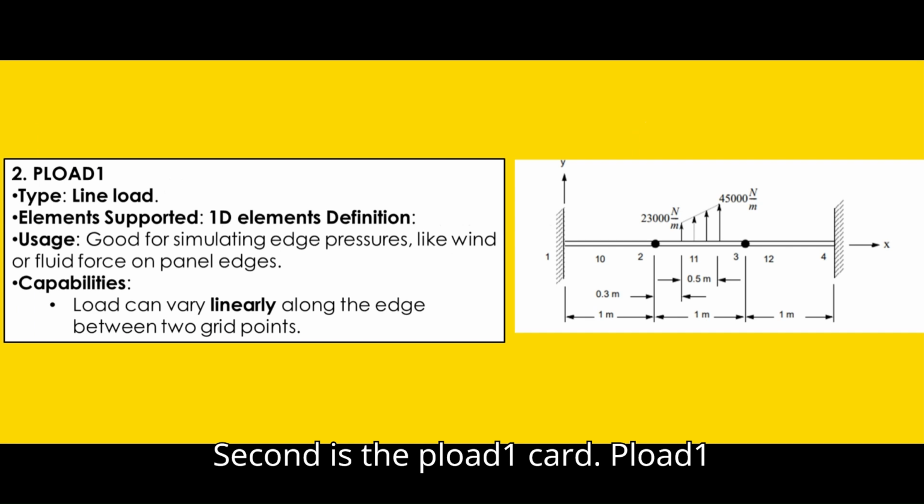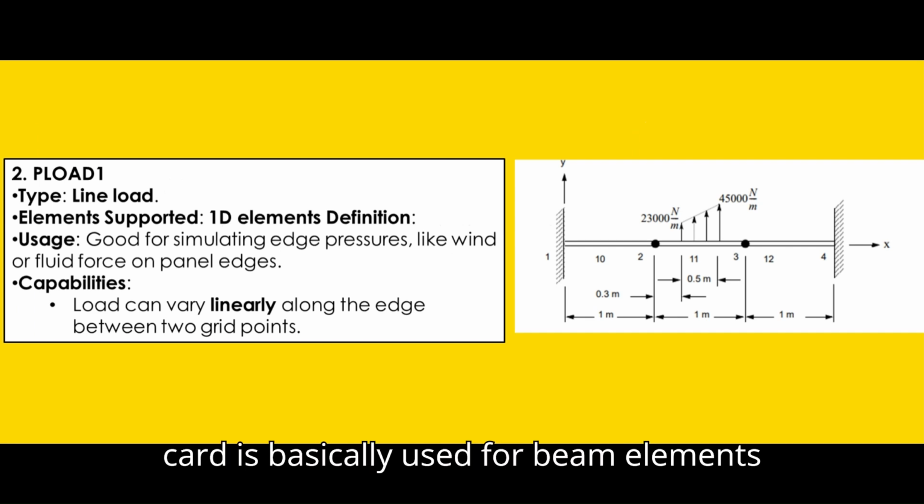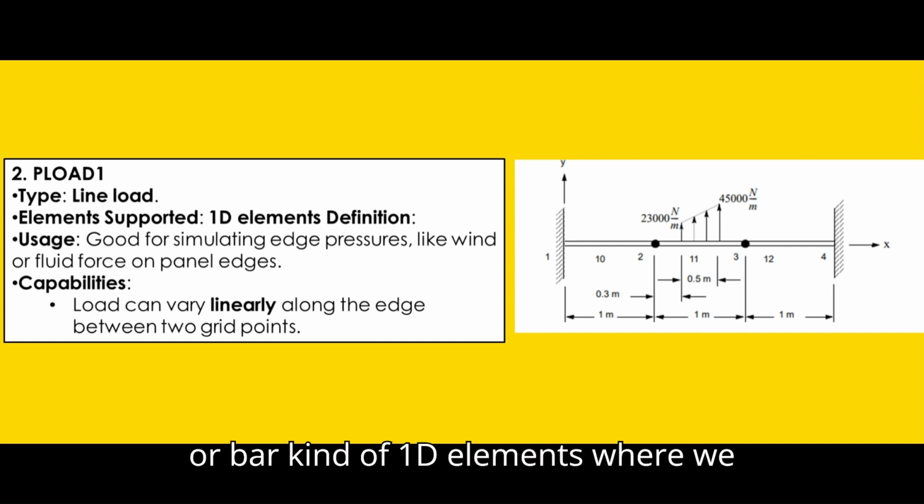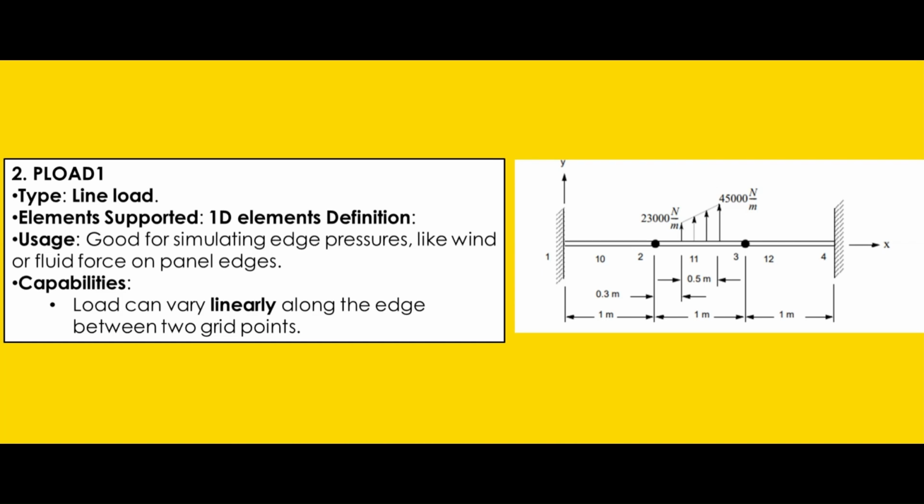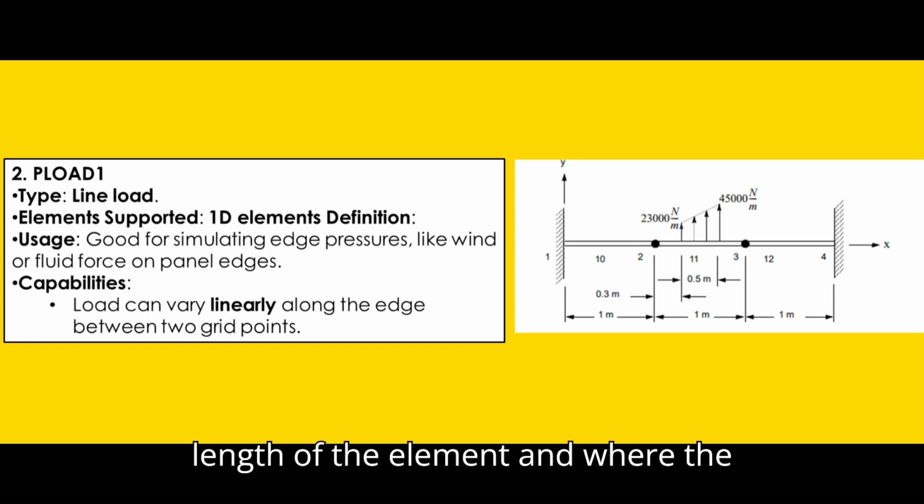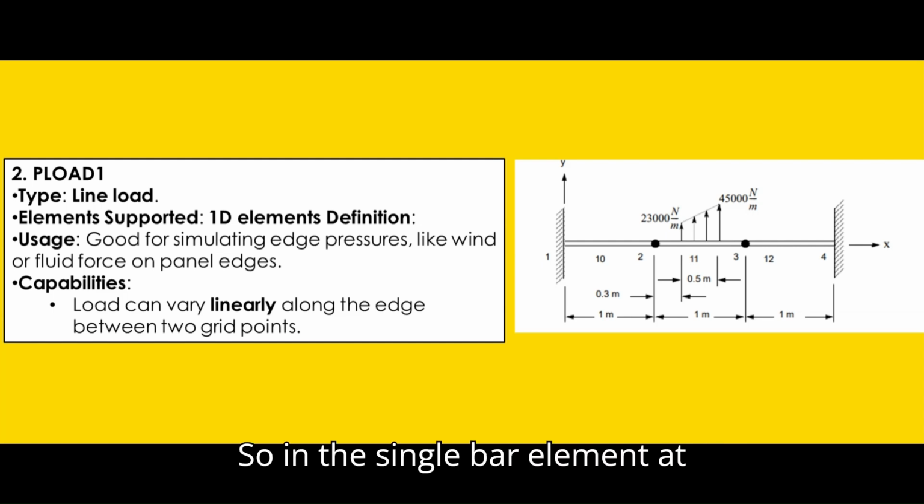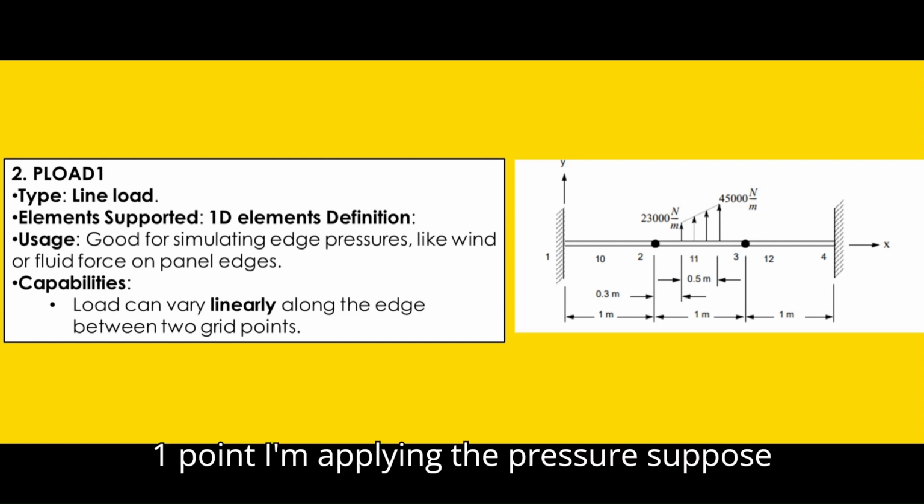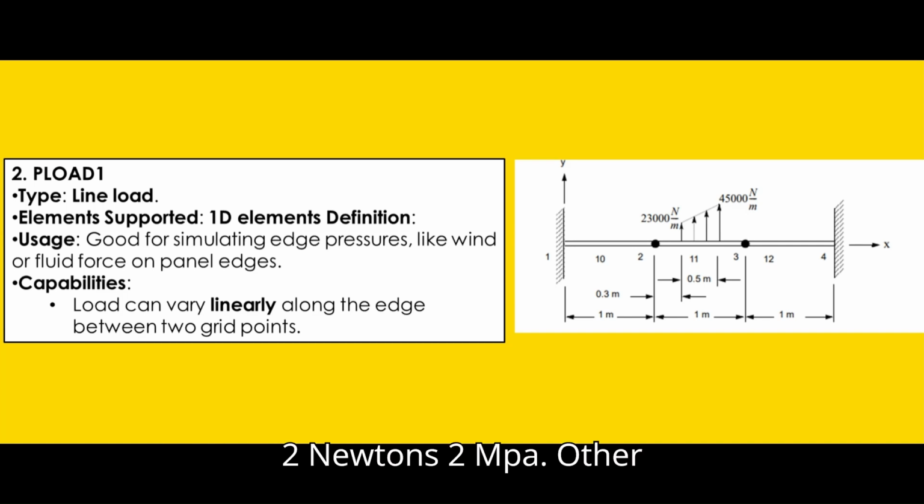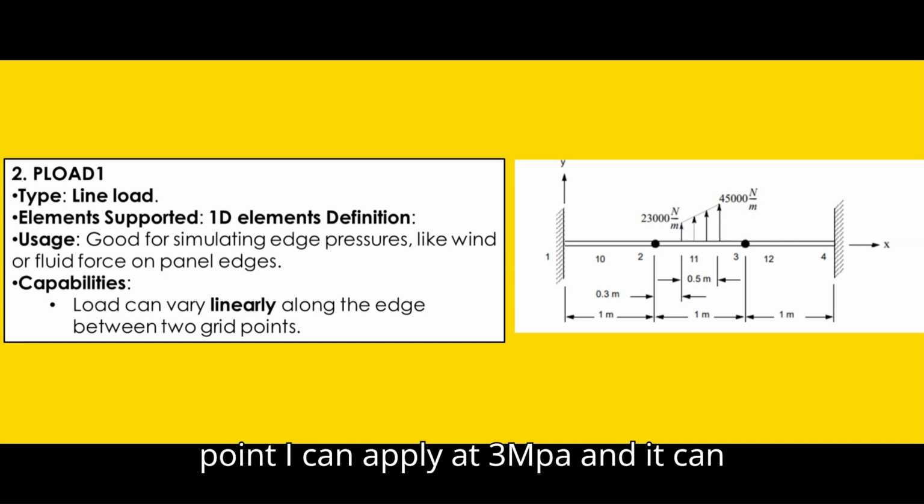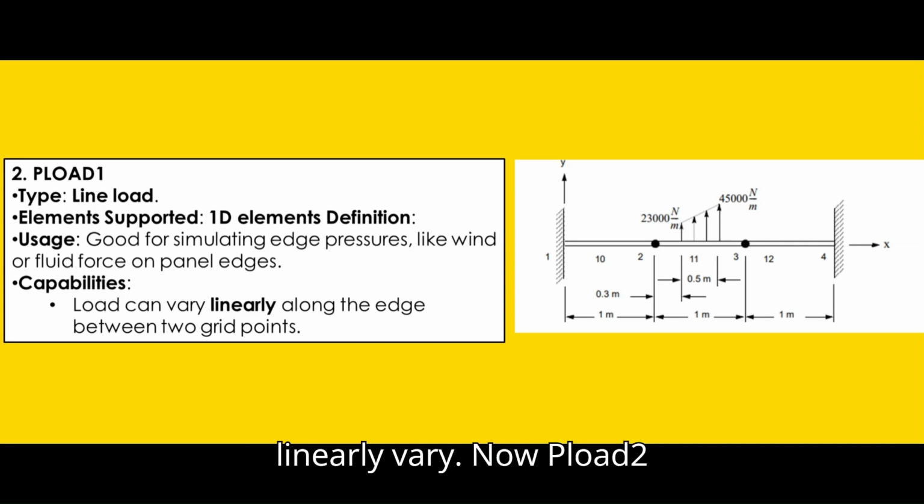Second is the PLOAD1 card. PLOAD1 is basically used for beam elements or bar kind of 1D elements, where we apply pressure along the length of the element, and the pressure can even vary between 2 points. So in a single bar element, at one point I'm applying the pressure, suppose 2 MPa. At the other point I can apply 3 MPa and it can vary linearly.